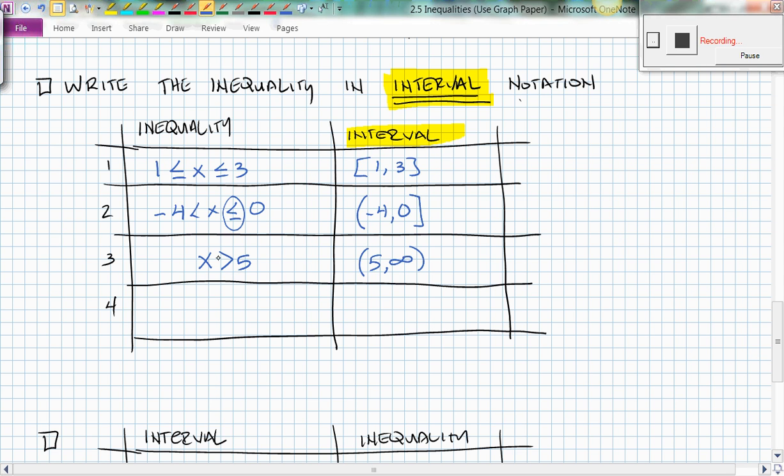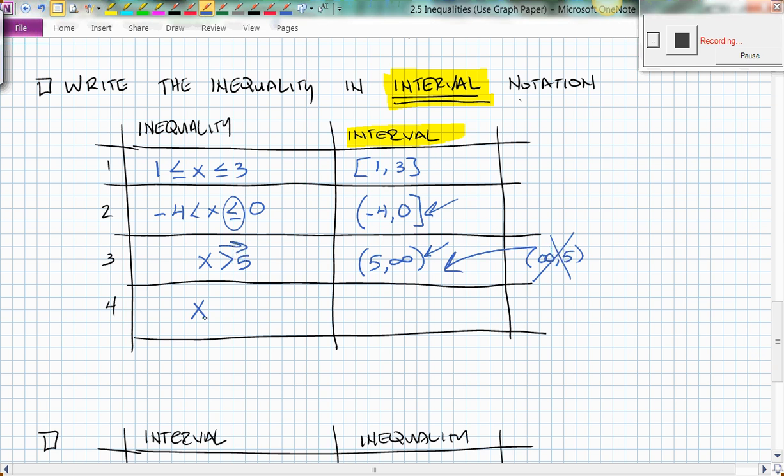And notice that I'm going this direction, right? So I have the 5 comes first, then infinity. I would not want to write this. I would not want to write infinity, comma 5. This is not the same thing as that, okay? And by the way, always, always, always use a parenthesis on infinity, because you can never actually get to infinity, so you cannot encapsulate infinity. That doesn't make any sense.